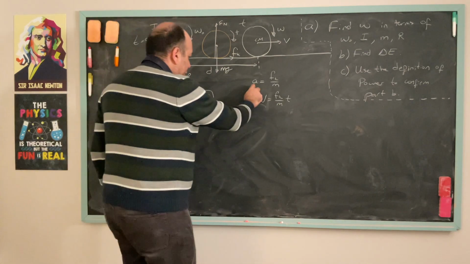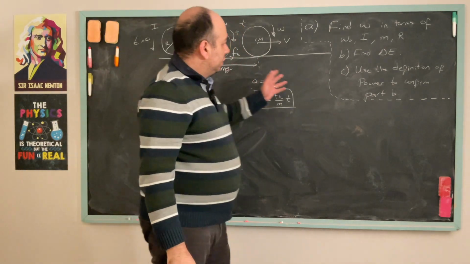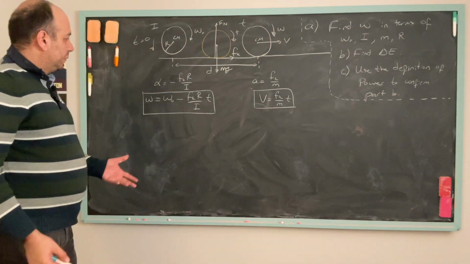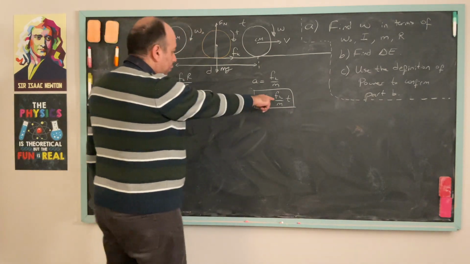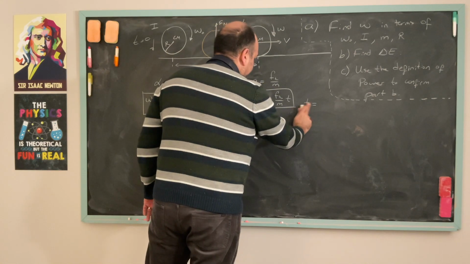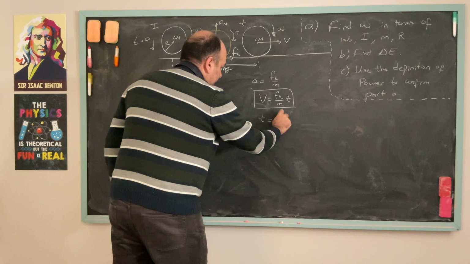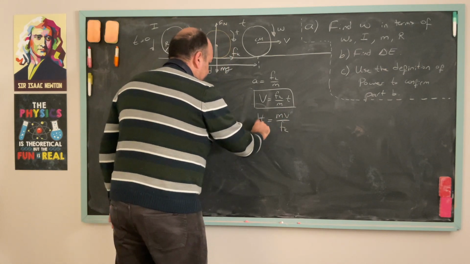So we have two equations like that. Since there is no time given in the problem, I want to get rid of it, so I can eliminate the time. Using this equation, time is equal to m v over F_k.